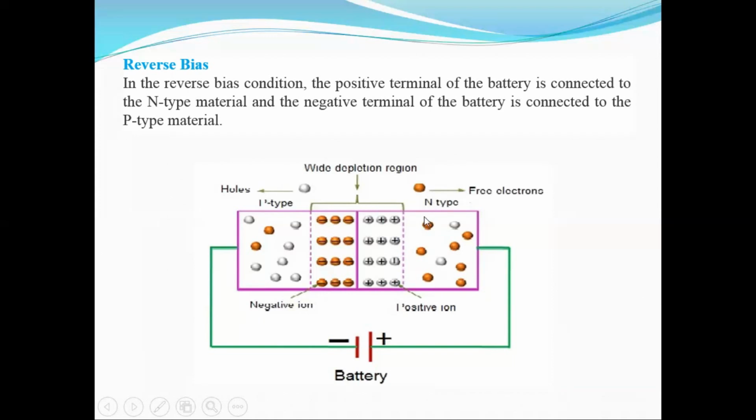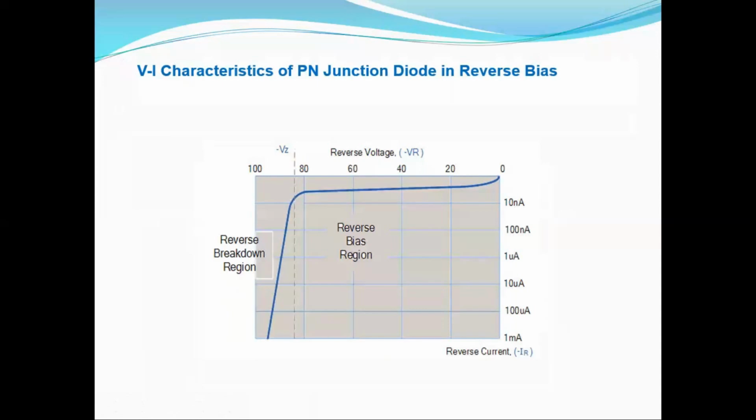Since the holes and the electrons are moving away from the junction, the width of the depletion region will be increased. So you can see here there is a wider depletion region in case of the reverse bias condition. Because of the wider depletion region, there will theoretically be no current flowing in this reverse bias condition. Now we can see here the VI characteristics of the PN junction diode. As we are increasing the reverse voltage, there is a small current we are seeing here. This current is because of the minority carriers, because for the minority carriers the applied voltage is like a forward bias, and it is called the reverse saturation current.